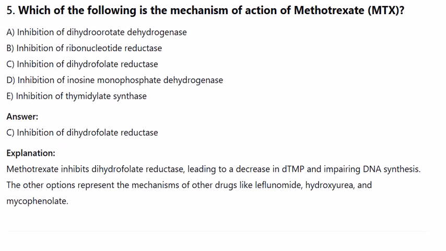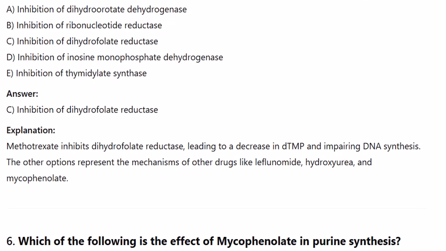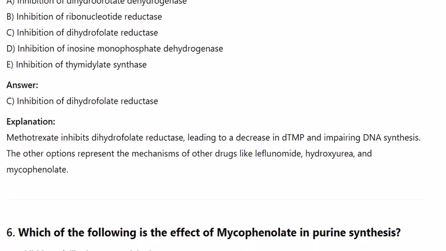5. Which of the following is the mechanism of action of methotrexate, MTX? A. Inhibition of dihydroorotate dehydrogenase. B. Inhibition of ribonucleotide reductase. C. Inhibition of dihydrofolate reductase. D. Inhibition of inosine monophosphate dehydrogenase. E. Inhibition of thymidylate synthase. Answer: C. Inhibition of dihydrofolate reductase. Explanation: Methotrexate inhibits dihydrofolate reductase, leading to a decrease in dTMP and impairing DNA synthesis. The other options represent the mechanisms of other drugs like leflunomide, hydroxyurea, and mycophenolate.